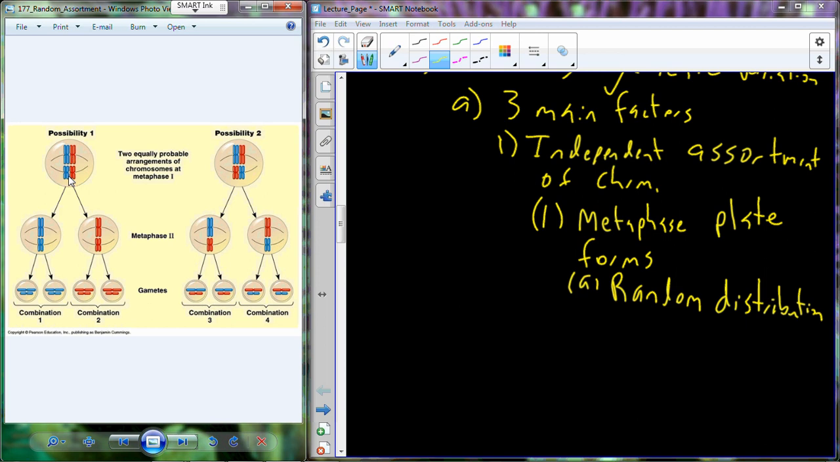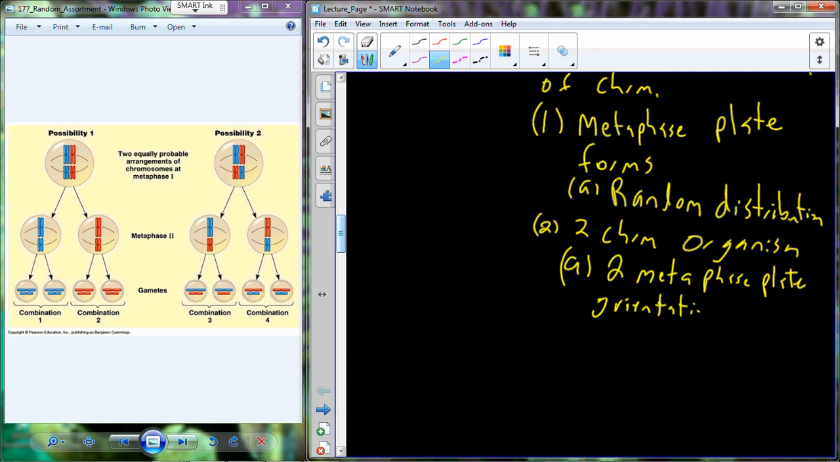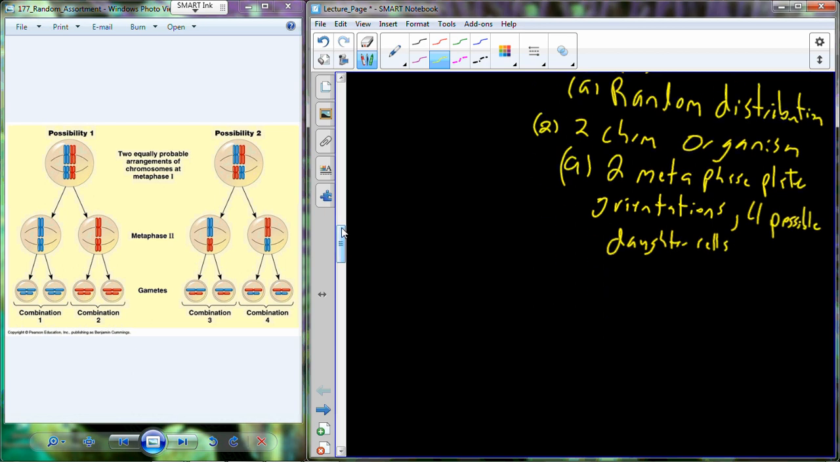We have 23 pairs of chromosomes. So let me give you the math here on the two-chromosome organism, and then we'll apply it to humans to see what this does. A two-chromosome organism ends up with two metaphase plate orientations, and that results in four possible daughter cells.